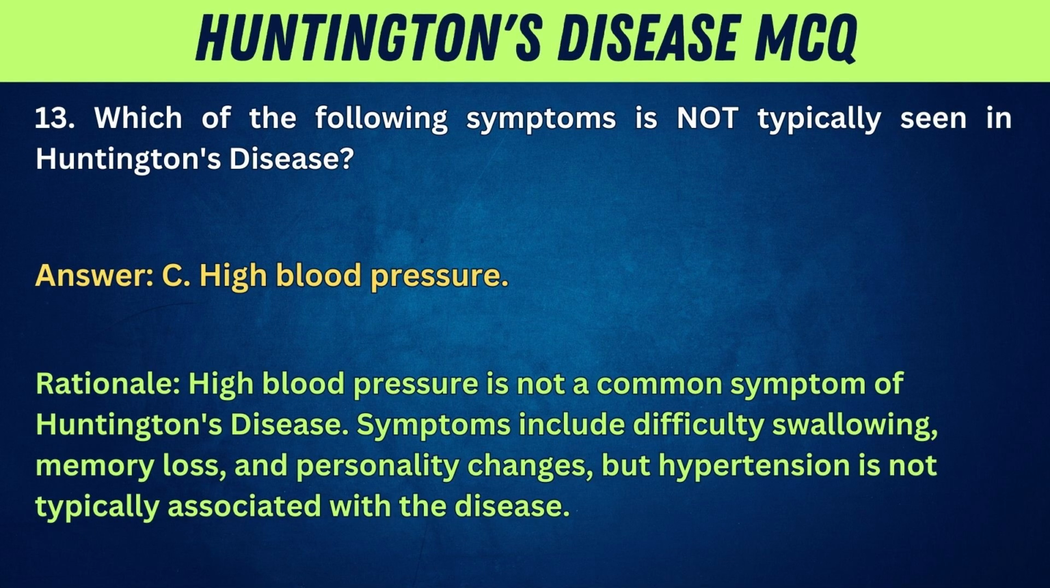Rationale: high blood pressure is not a common symptom of Huntington's disease. Symptoms include difficulty swallowing, memory loss, and personality changes, but hypertension is not typically associated with the disease.